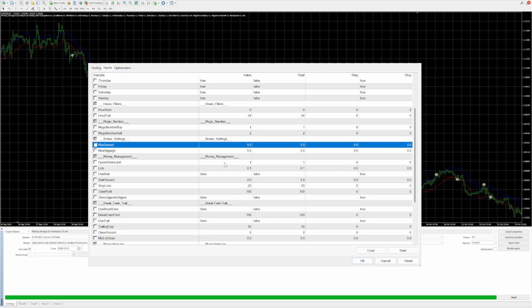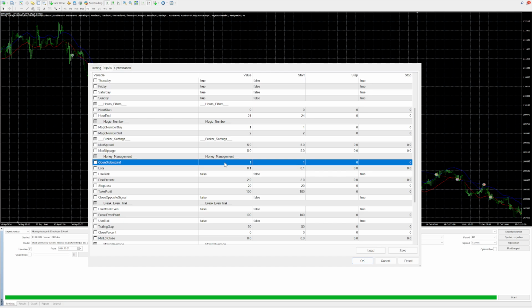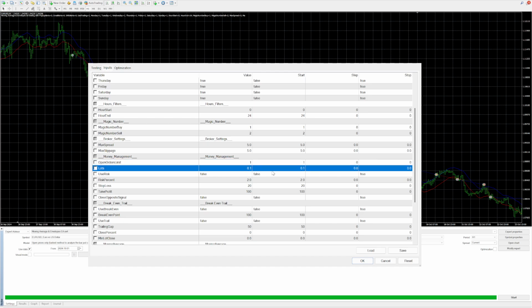Money management, so this is open orders limit, the maximum amount of open orders the EA can have at any time. Okay. This is just to prevent there being multiple entries in the same trade direction. By default, if it's set to 1, the EA will allow 1 buy or 1 sell trade at any time. Okay, lots, that's the position size. So if you want to trade 0.1 lots, you just put 0.1 in the lots field.